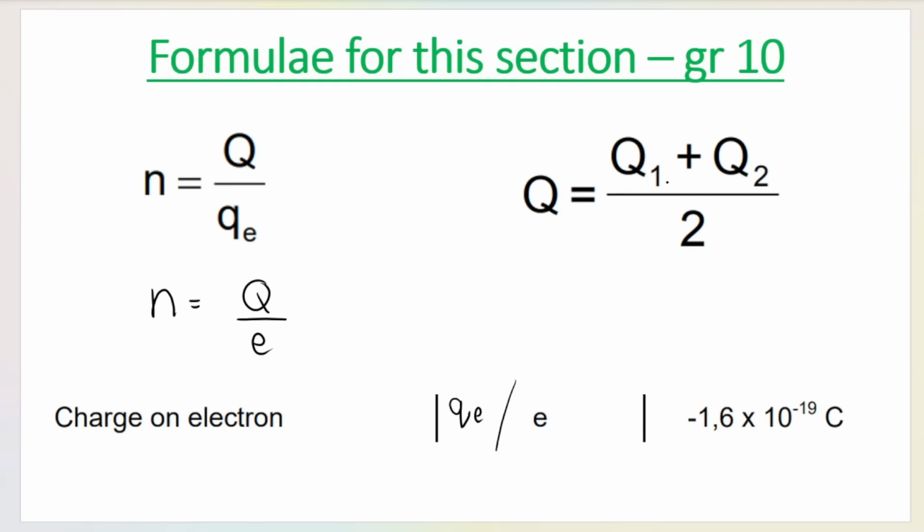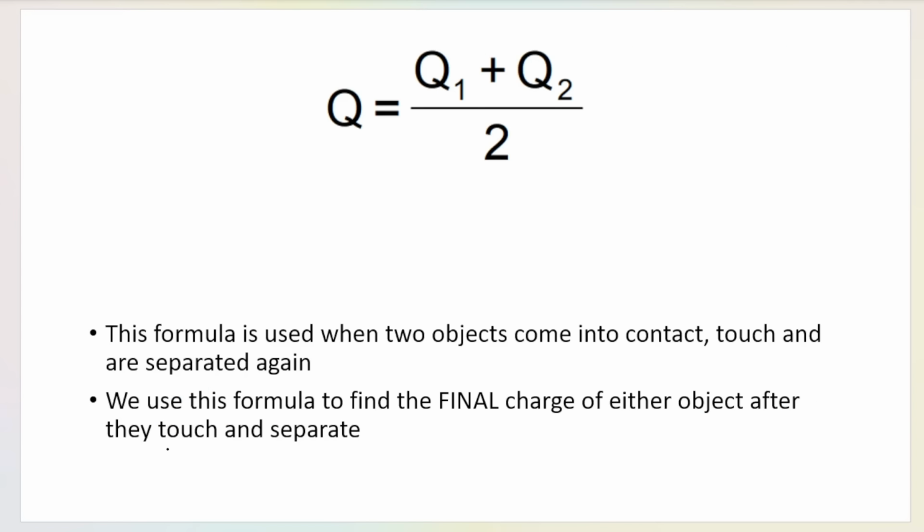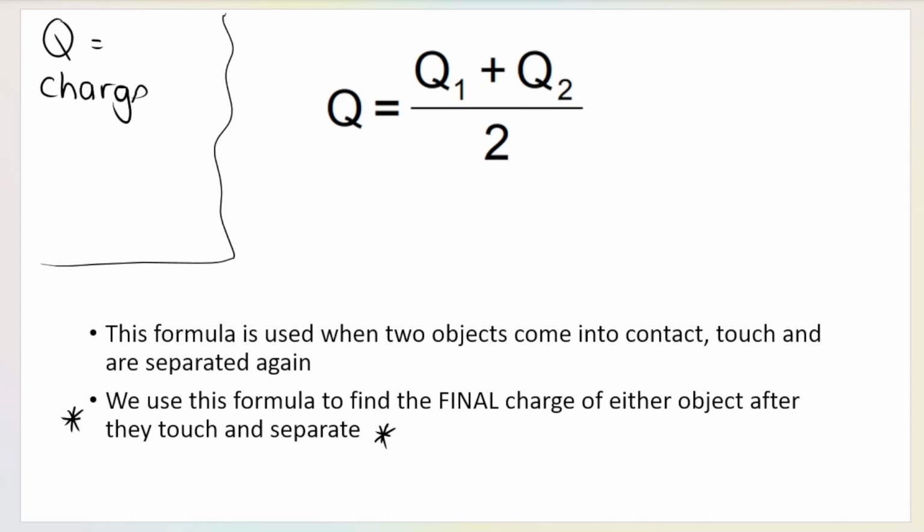This formula over here on the right is used when two objects come into contact, they touch, and then they're separated again, and the question asks you to calculate the final charge of one or both of the objects after they touch and separate. For this formula, and maybe we should actually start off with the fact that in electrostatics, Q is charge. So Q is the symbol for charge.